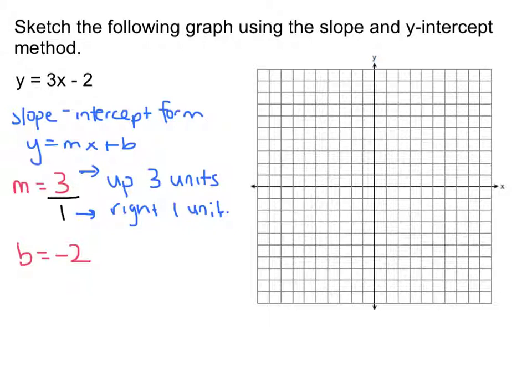So the first thing we want to do if we are starting to sketch the graph, we will begin at the y-intercept. And remember, the y-intercept is where the line crosses the y-axis. So if we're looking at b equals negative 2, our y-intercept will be plotted at 0, negative 2.